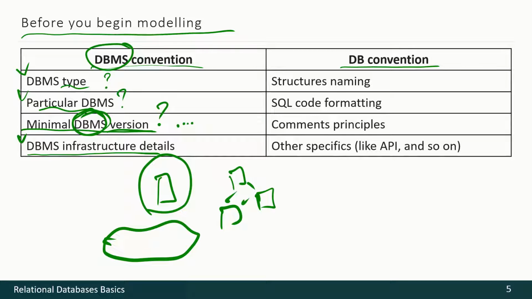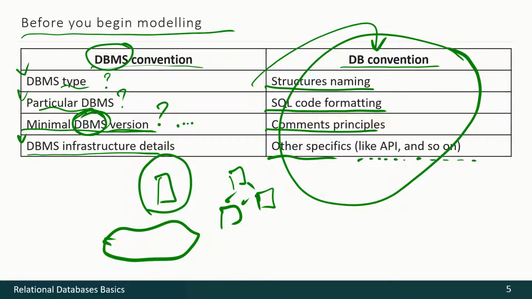And of course we have to have some DB conventions, like structure naming, SQL code formatting, commons principles, and other specifics like API with, for instance, stored procedures, and so on and so on and so on. This information will extremely help us with improving the technical usability of our database.